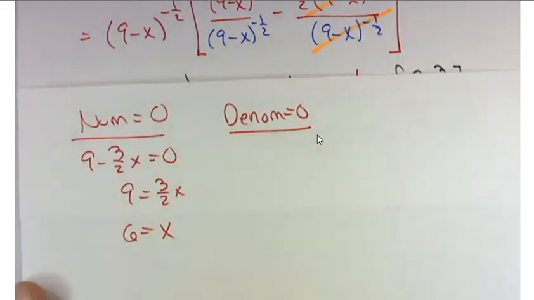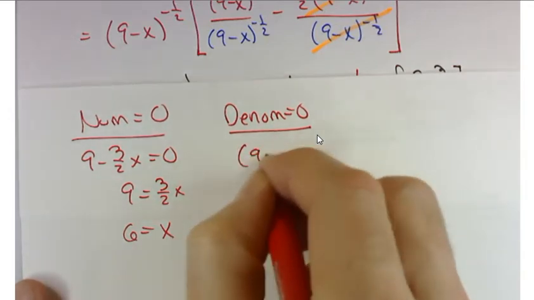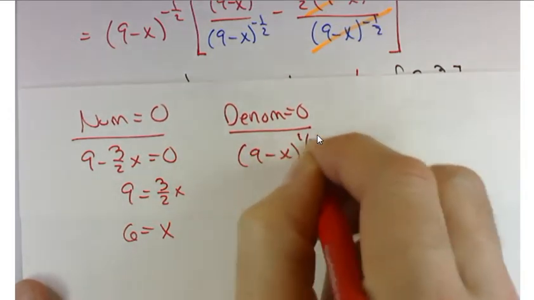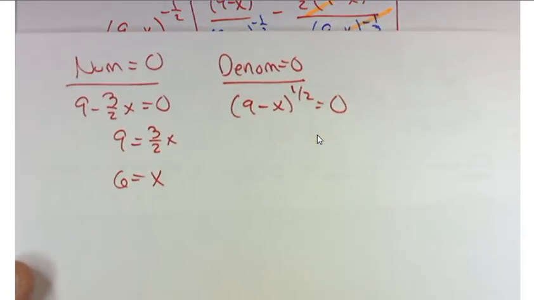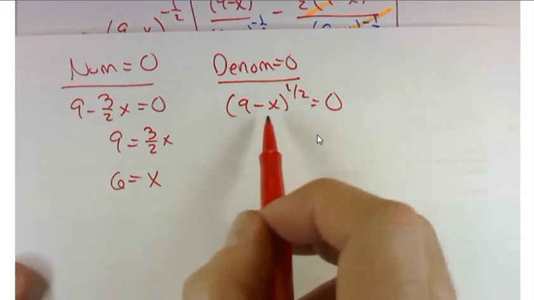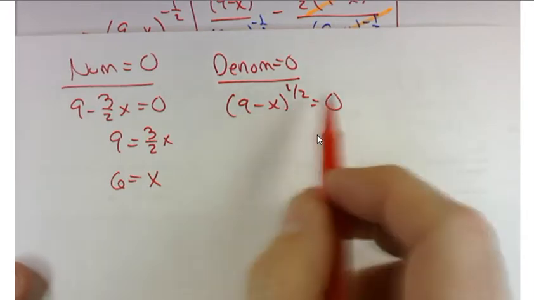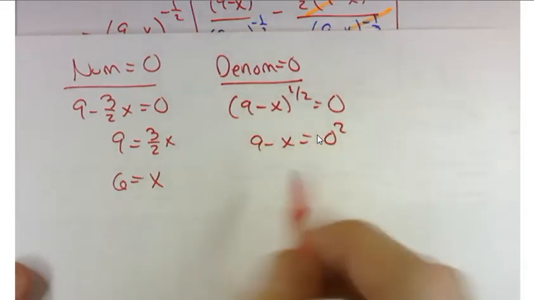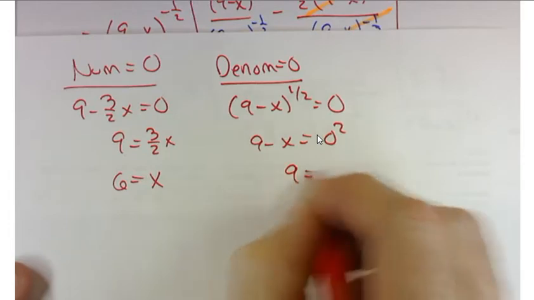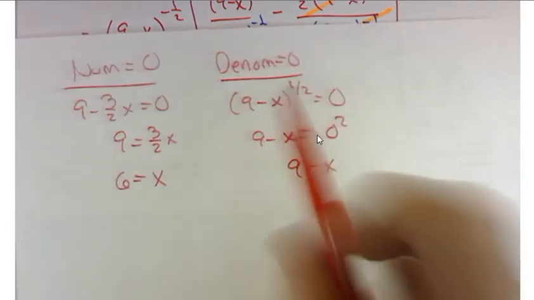Let's figure out where the denominator equals 0. It's going to be 9 minus x to the 1/2 equals 0. If you wanted to or needed to solve this in a brute force way, you could square both sides and get 9 minus x equals 0 squared. But that's just really x equals 9. You can kind of see that here.